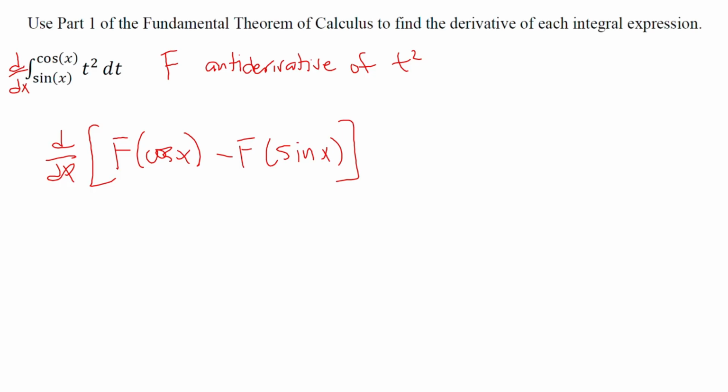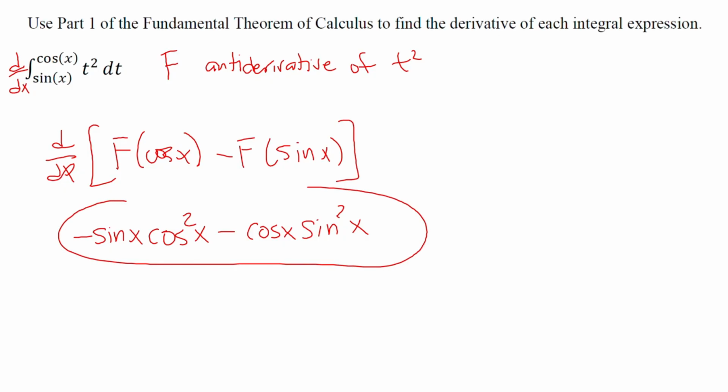the original function, t squared, evaluated at cosine x, times the derivative of cosine x. So that'll be negative sine x times cosine squared x. And then we'll subtract from that the derivative of sine x, which is cosine x, that's the chain rule part still again, times sine squared x. And of course, if you want to, you can factor a sine x cosine x, or even a negative sine x cosine x out of those, but this answer is perfectly acceptable as well.